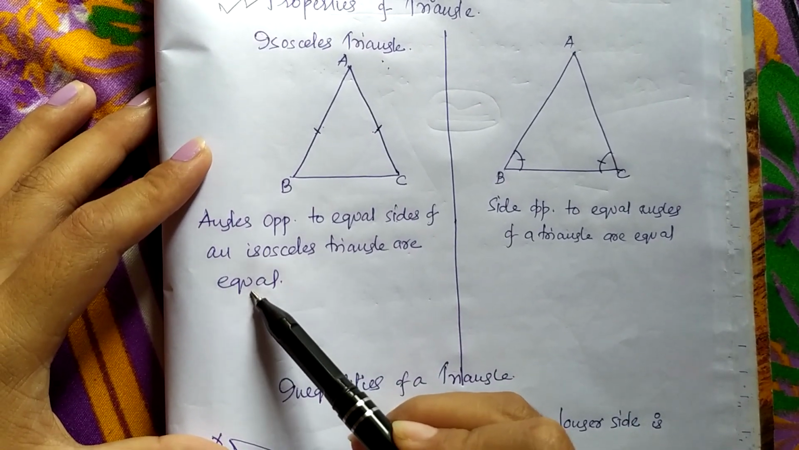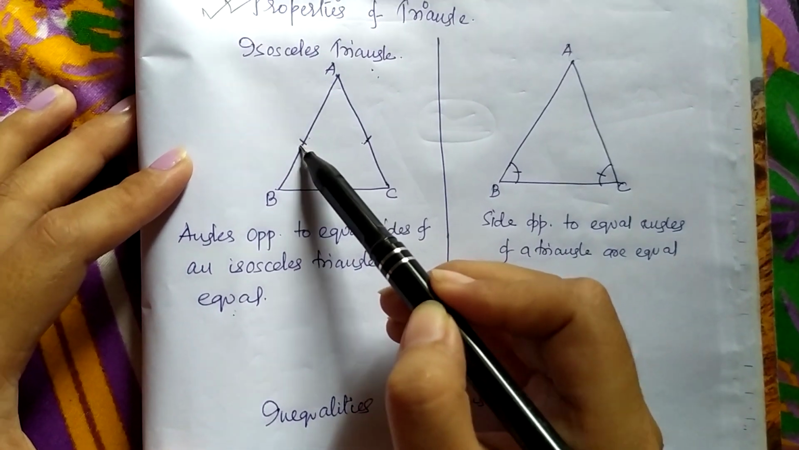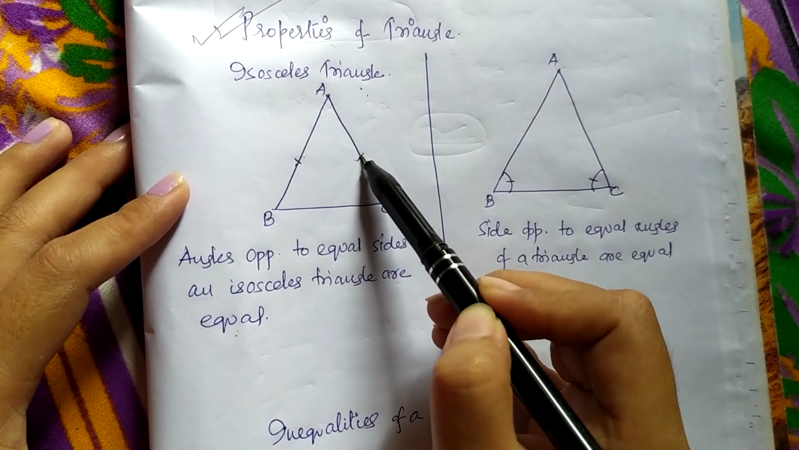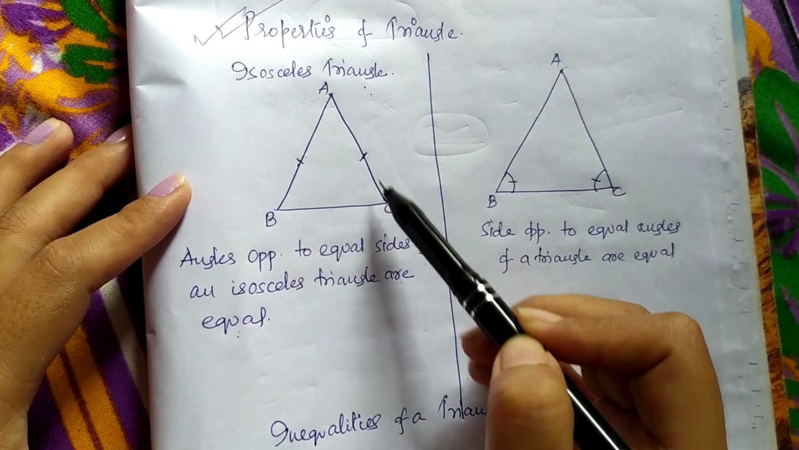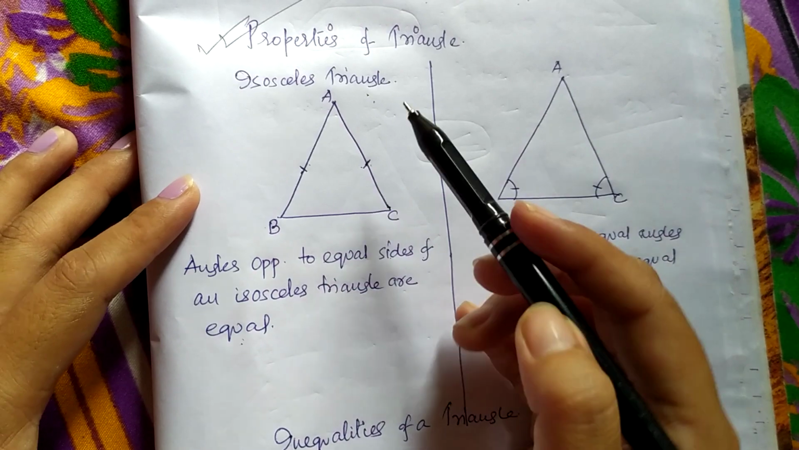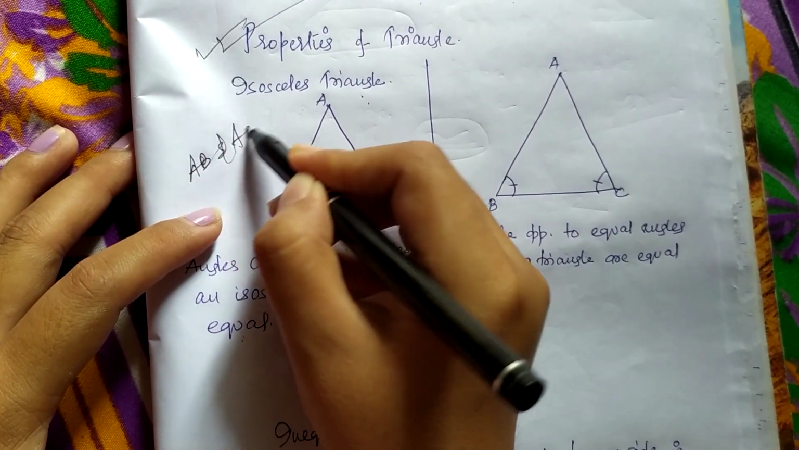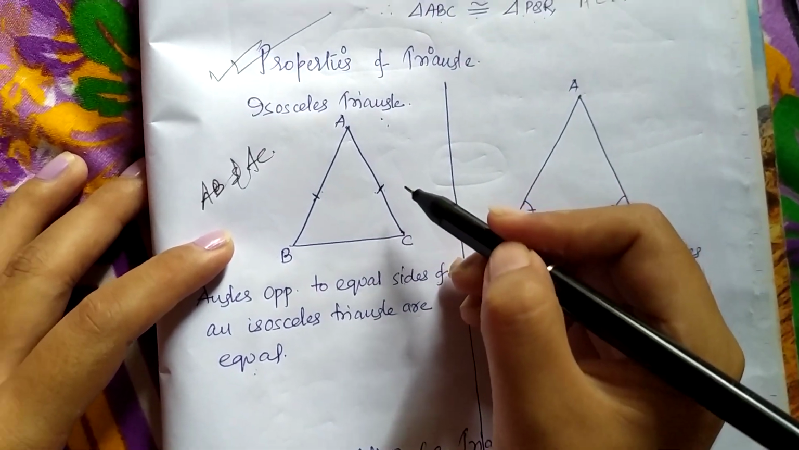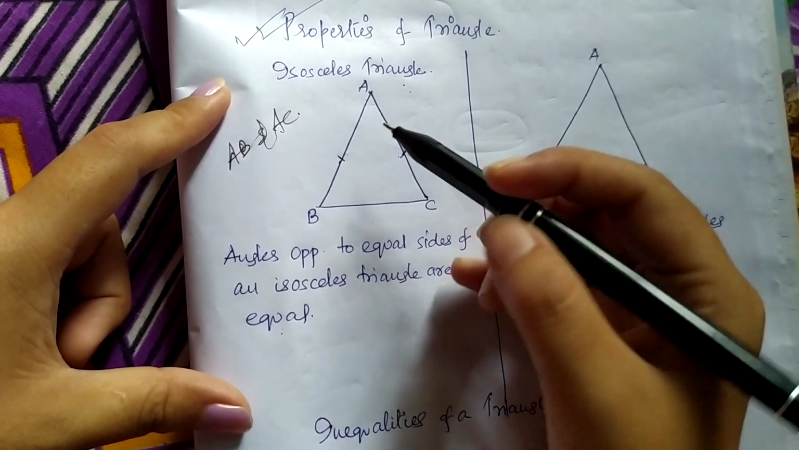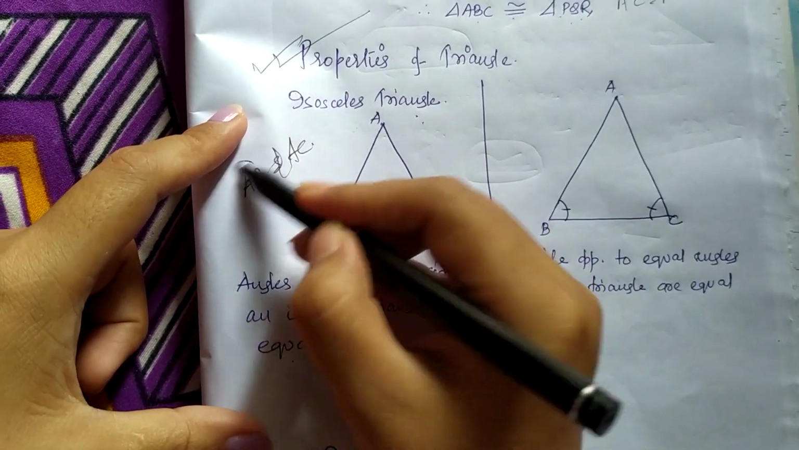Okay, so it has been said that in a triangle we know that in an isosceles triangle two respective sides are equal. So what has been said? Angles opposite to equal sides of a triangle will always be equal. Here the two respective sides which are equal are AB and AC, isn't it? So let me say that the two equal sides are AB and AC.